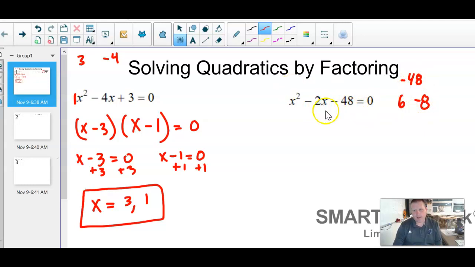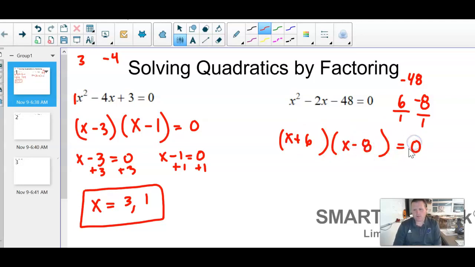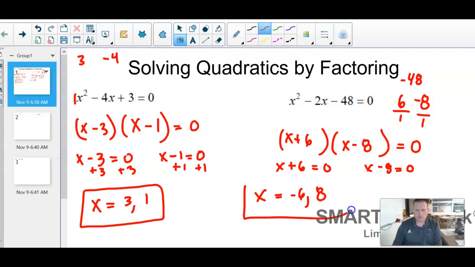Then I divide by a. If I divide by 1, it still gives me the same number. It does not change. So then I put them in my parentheses. This will be x plus 6 and x minus 8. Then I drop down the equals 0. I use my zero product property to say that x plus 6 is equal to 0, or x minus 8 is equal to 0, which means when I solve this, x is going to be equal to -6, or it's going to be equal to +8.